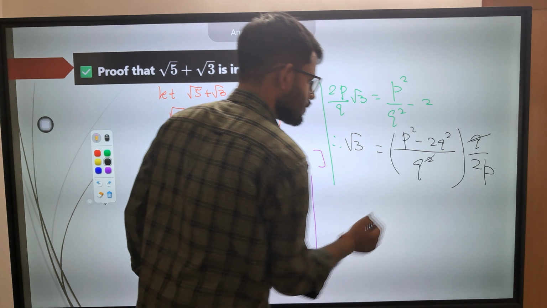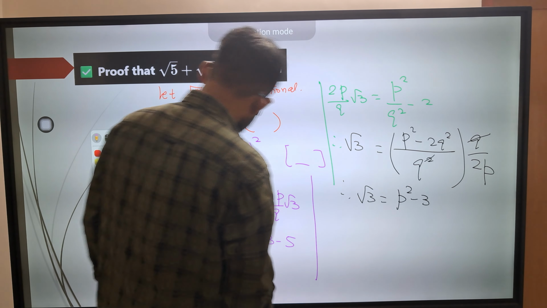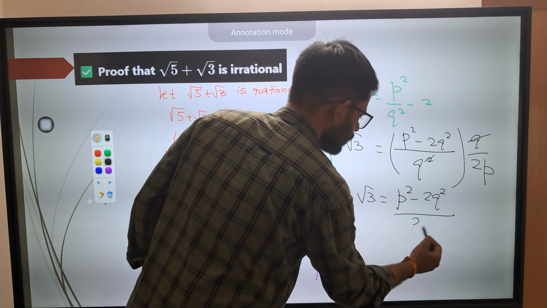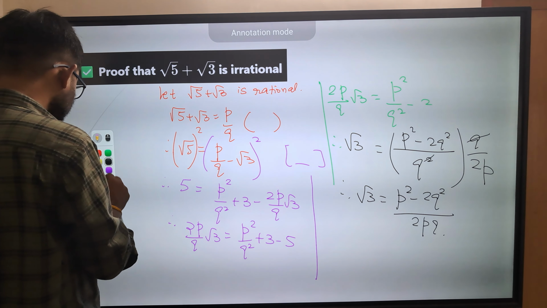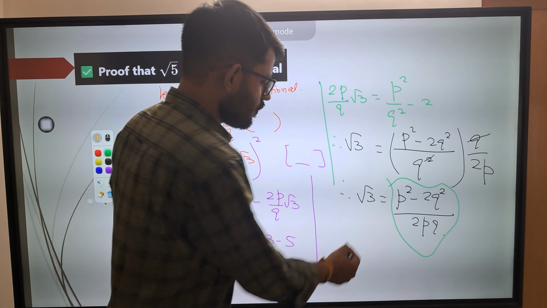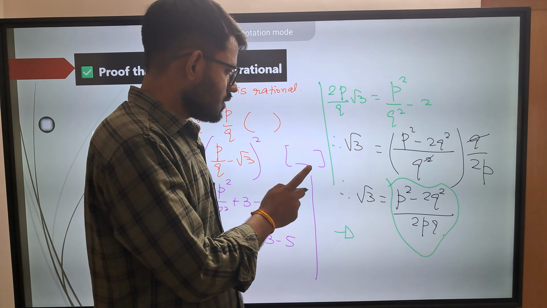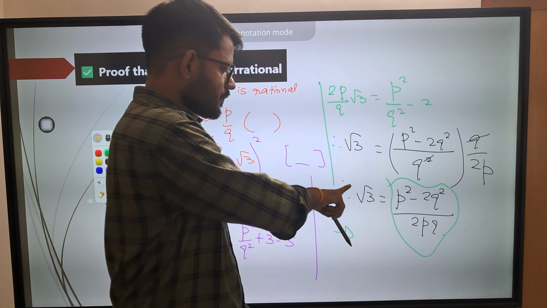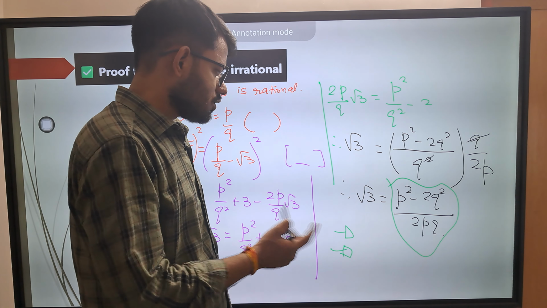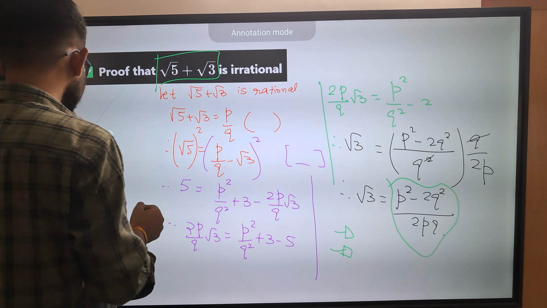Can we cancel q and q square? So it will become root 3 is equal to, in the numerator p square minus 2q square, and in the denominator we have 2pq. Now again this will be the same question, why this term is rational. So first statement will be p square minus 2q square upon 2pq is rational since p, q and 2 are integers. Next statement will be but root 3 is an irrational number, so this is a contradiction, hence our assumption is wrong. Therefore root 5 plus root 3 is an irrational number.